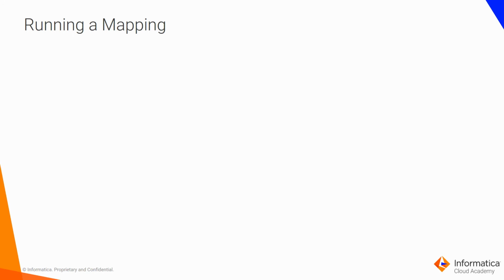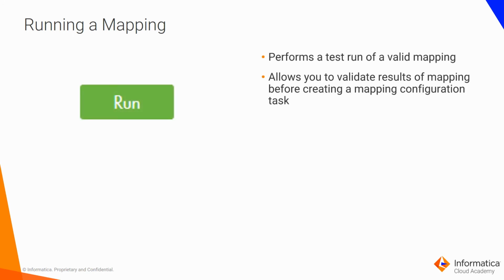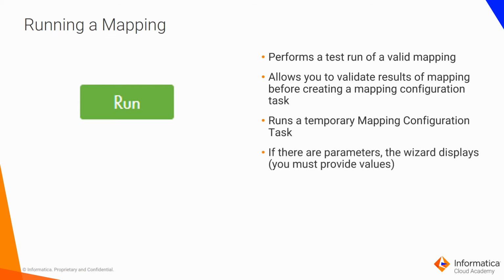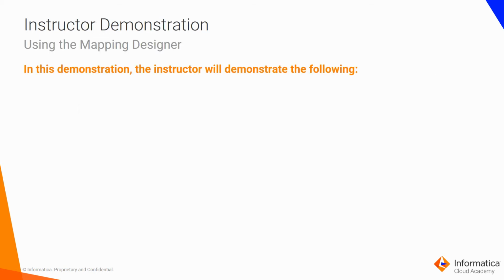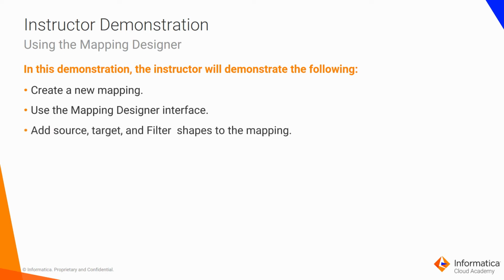After you have validated your mapping and the status is valid, you can actually run the mapping. This performs a test run of the mapping and should be done prior to creating a mapping configuration task. If there are parameters in the mapping, the wizard will prompt you to provide values for those parameters when you run the mapping. In this demonstration, I will create a simple mapping that reads data from the Salesforce opportunity object and based on the value of the amount field writes the data to two separate flat files, one for high-value opportunities and one for lower-level opportunities.